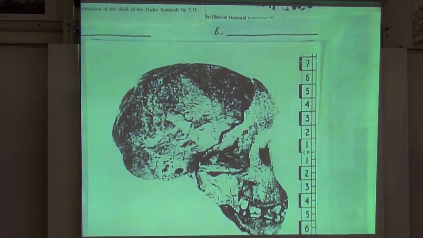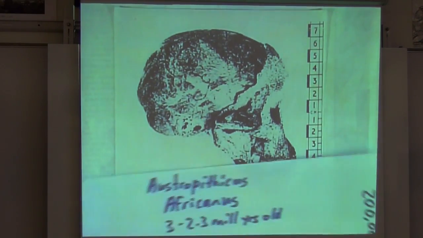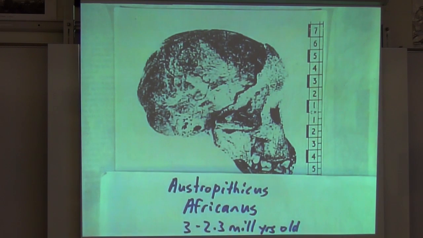Here's one. This is Australopithecus africanus, probably one of the most famous ones. Maybe you've heard of the old famous discovery of almost a full skeleton. It was called Lucy, and it was found in the 1970s roughly. Australopithecus africanus, you can see the brain is a little bit bigger here.